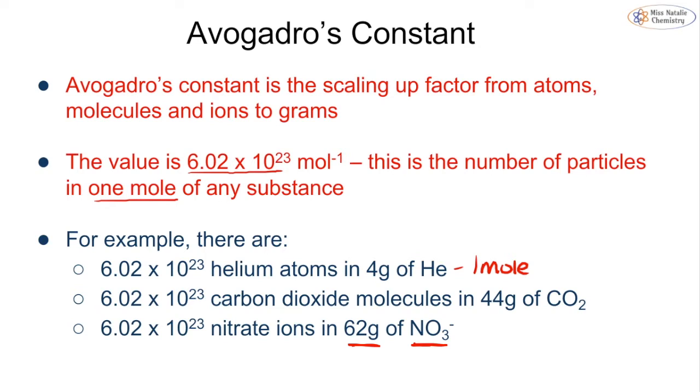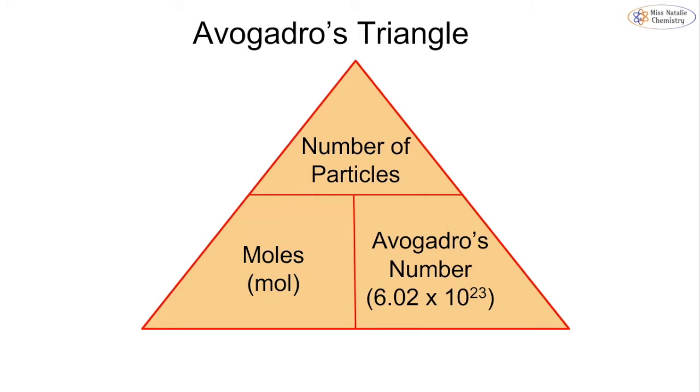So this number is the constant that tells us how many particles are in a specific number of moles. And what we can do is we can use a triangle, similar to the mass triangles that you met at GCSE, to tell us how many particles are in a specific number of moles. So Avogadro's number, 6.02 times 10 to the 23, is a constant value. Okay, so it does not change. So what we would be working out would either be the number of particles or the number of moles.